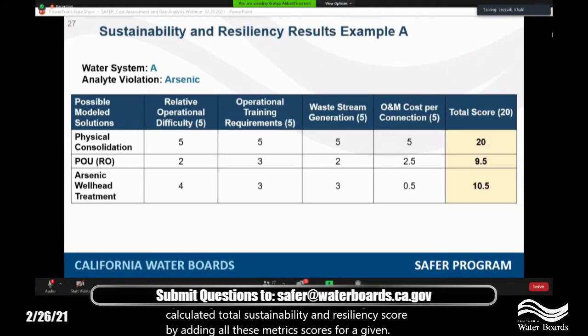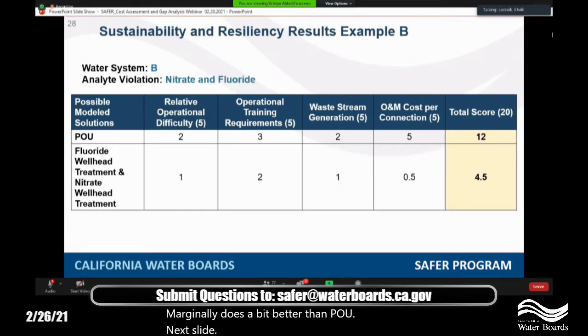So in this case, physical consolidation is evaluated as being the most resilient and sustainable solution with a high score of 20. Alternatively, POU is assessed as being least resilient and sustainable with a total score of 9.5 over 20. And then you have arsenic wellhead treatment, which marginally does a bit better than POU. Next slide.